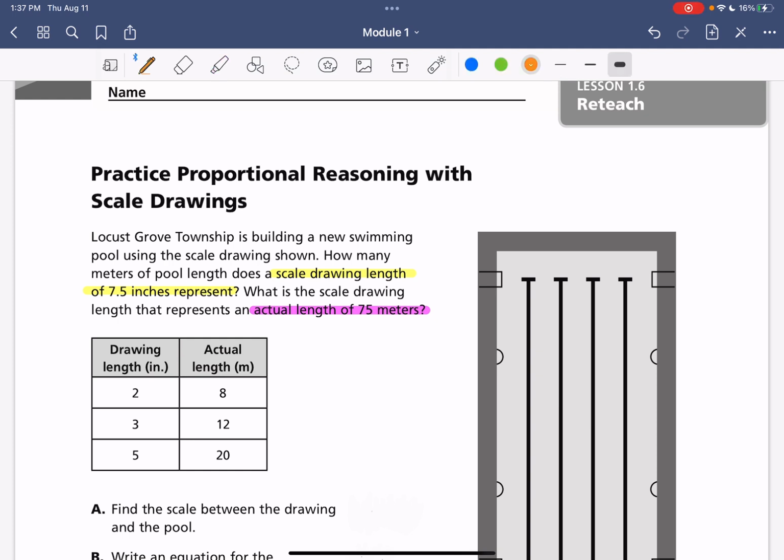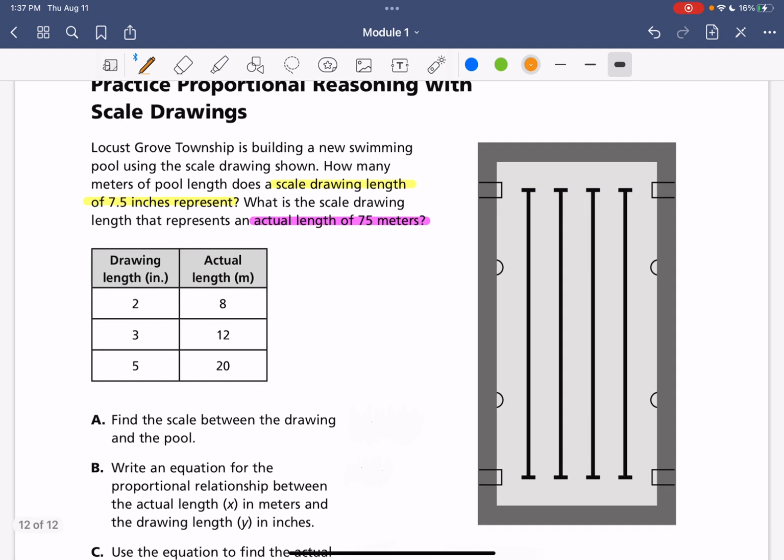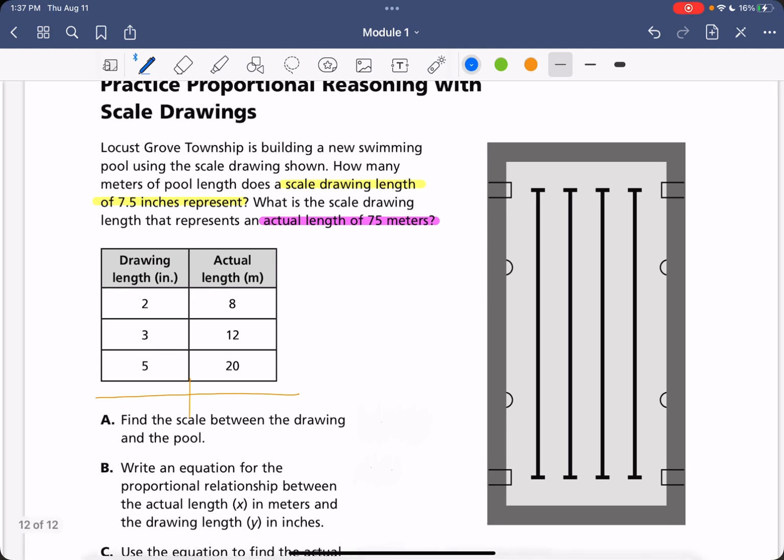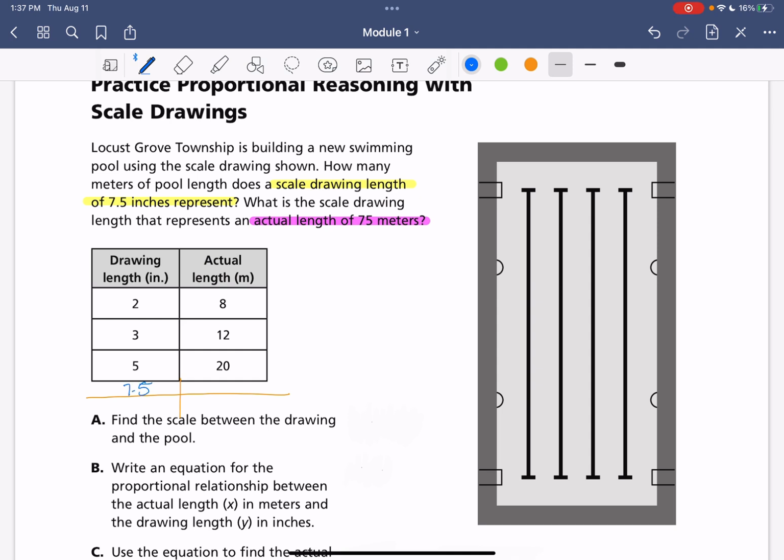So essentially what we're trying to do is continue our graph here. Continue our graph to have two more points. One of them is when we have a scale drawing of 7.5. What is that in actual length? And then the reverse of that is 75 meters. These are inches. Meters. And then let's get some question marks in here. What is the drawing length? What is that scale drawing length?